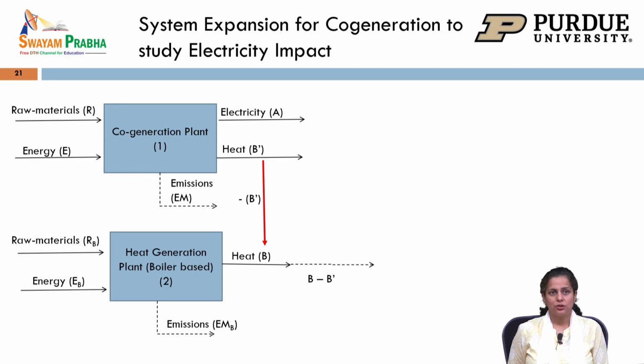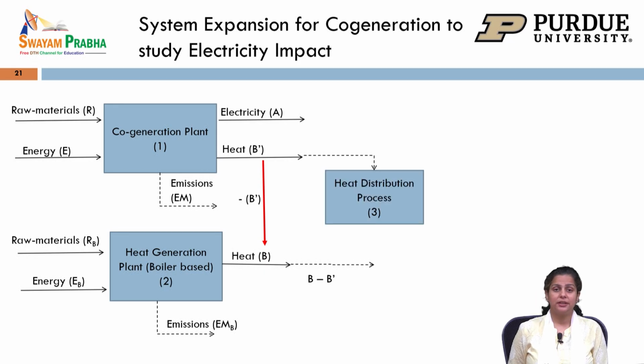So, now your boiler-based heat generation plant only needs to make B minus B prime amount of heat for the market, and that means that now we have a reduced environmental impact, which is credited to the electricity, because electricity generation has led to a reduction in the amount of that resource and emission requirement for meeting the heat demand.